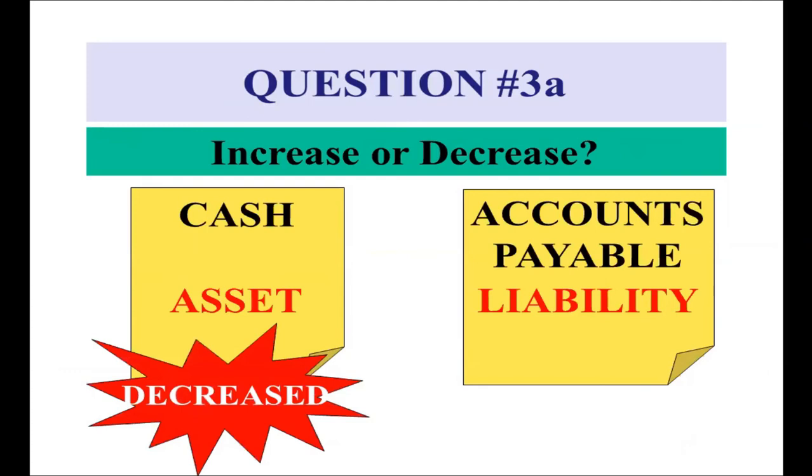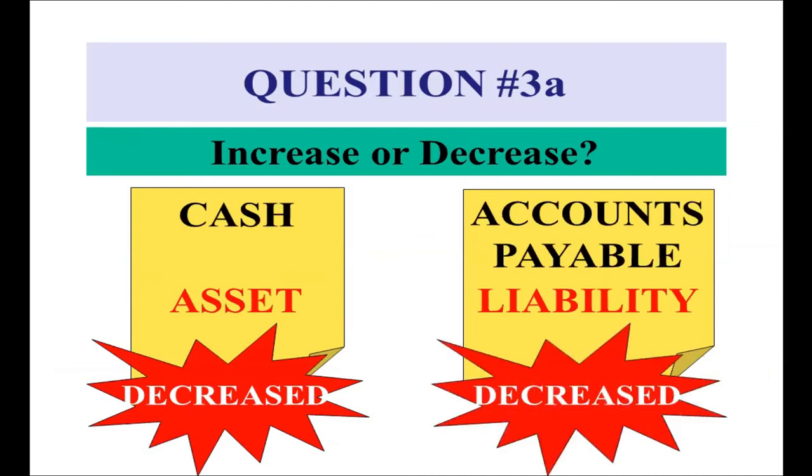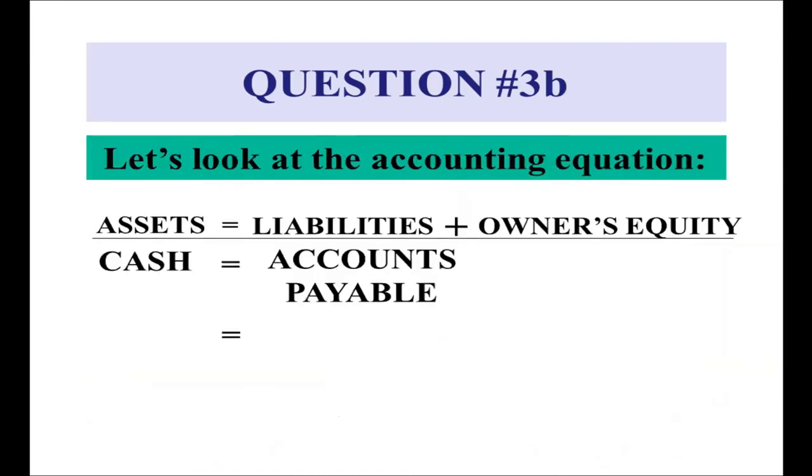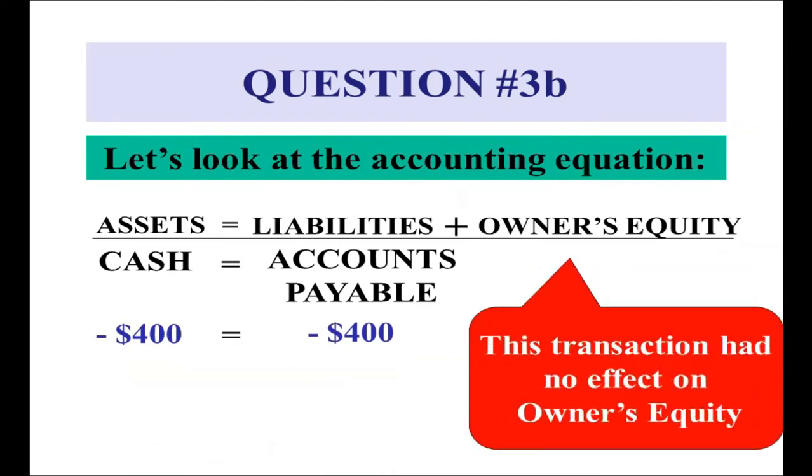Yes, our cash decreased because we have paid our liability. And of course, our liability, which is our accounts payable, will decrease. So let's have a look at our accounting equation again. We have now deducted our cash by 400 because of the payment, and we also deducted our accounts payable because we have paid. Owner's equity will have no effect as we do not invest additional money.